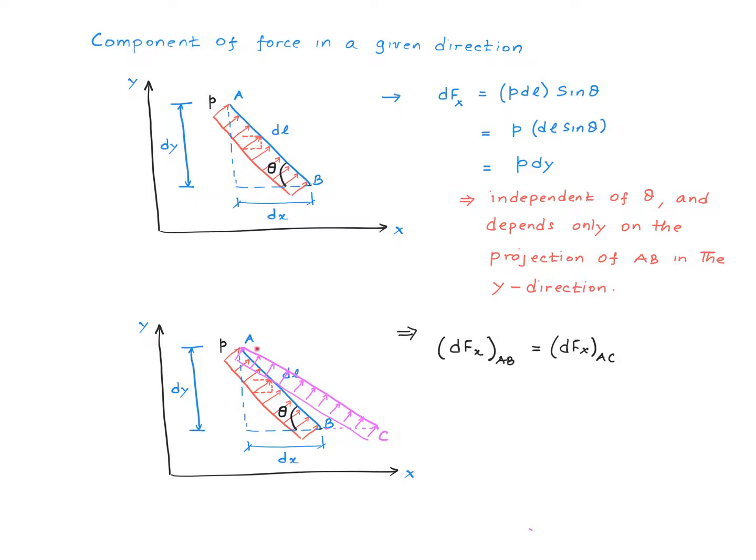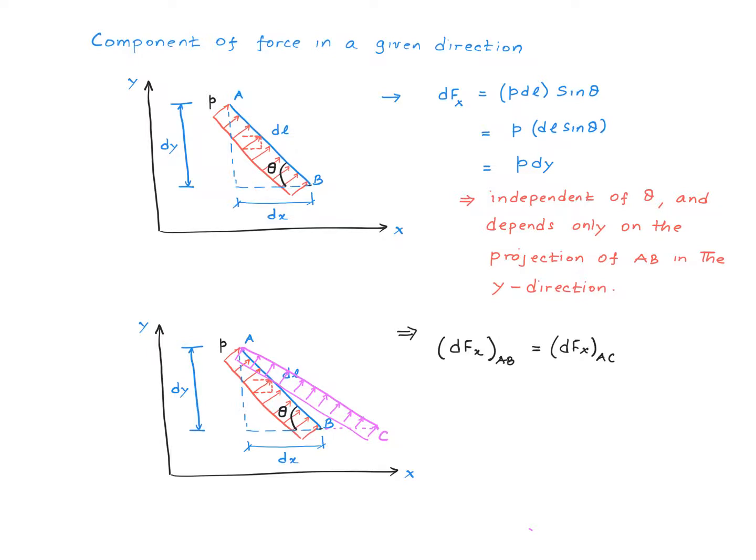Suppose I have two differential elements, AB and AC, both of which are subjected to the same pressure P. Both differential elements have the same projection in the y direction, dy. So according to the results we just derived, the force on AB in the x direction is exactly equal to the force on AC in the same direction, the x direction.